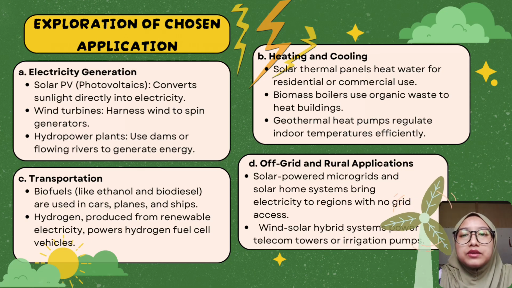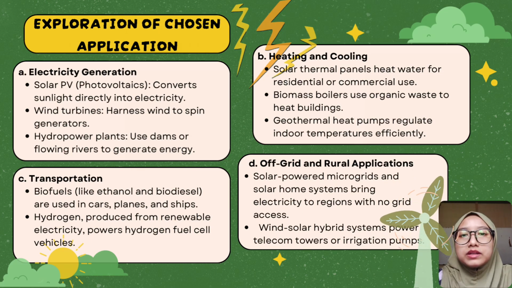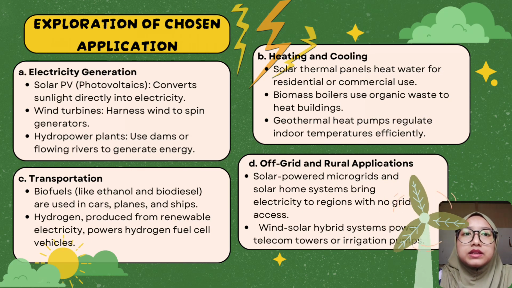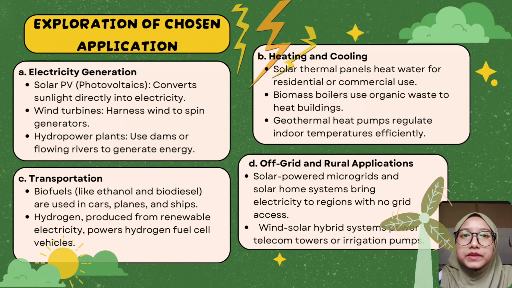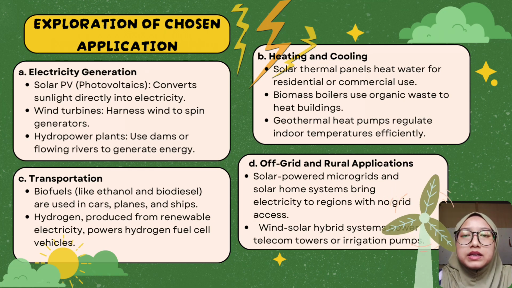Second, we have heating and cooling. Renewable energy is also used for heating and cooling purposes. Solar thermal panels heat hot water for residential or commercial applications. Biomass boilers utilize organic waste to produce heat. Geothermal heat pumps are particularly efficient in maintaining stable indoor temperature throughout the year.